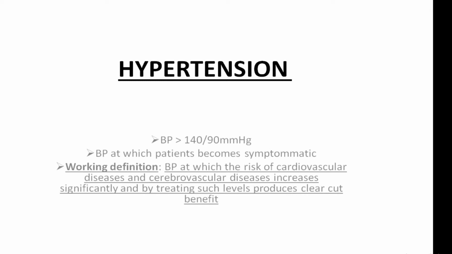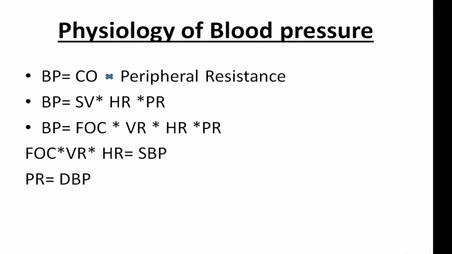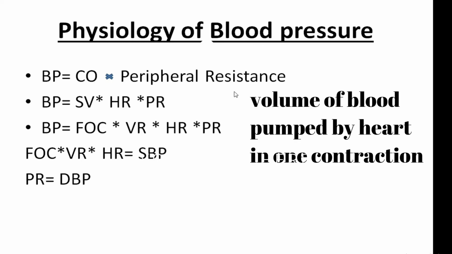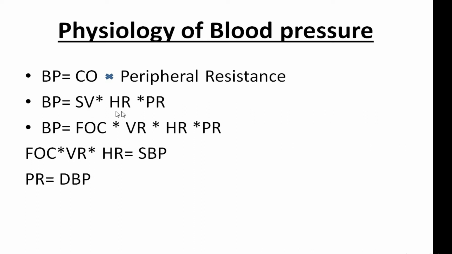Now let's go further and discuss some physiology of blood pressure. As you all know, blood pressure is equal to cardiac output and peripheral resistance. Cardiac output is equal to stroke volume into heart rate. So what is stroke volume? Stroke volume is the volume of blood pumped by the heart in one contraction. So blood pressure is equal to stroke volume into heart rate into peripheral resistance.